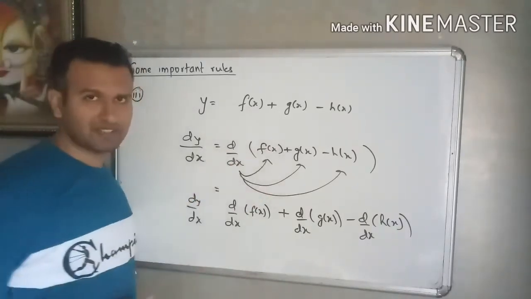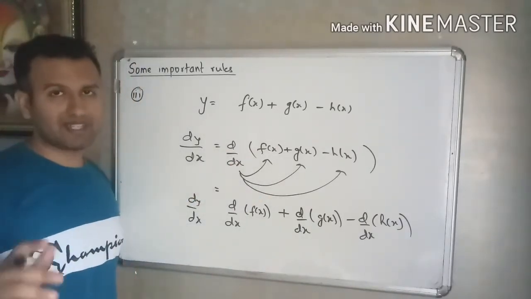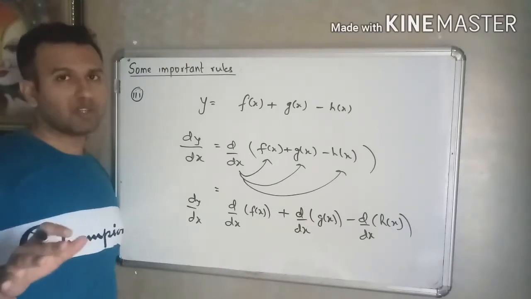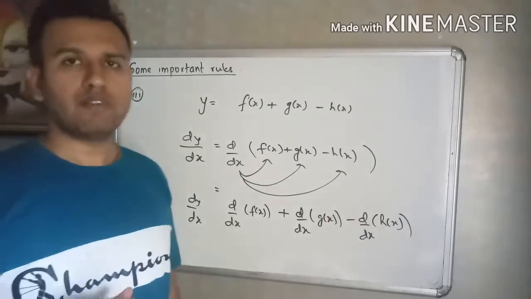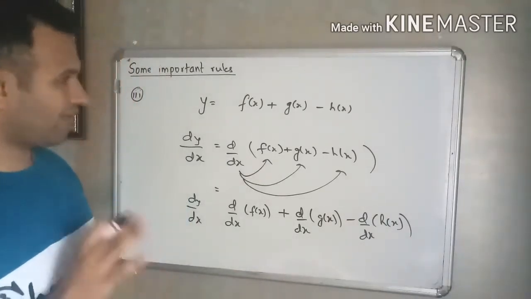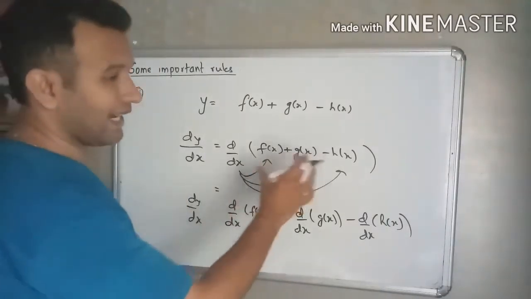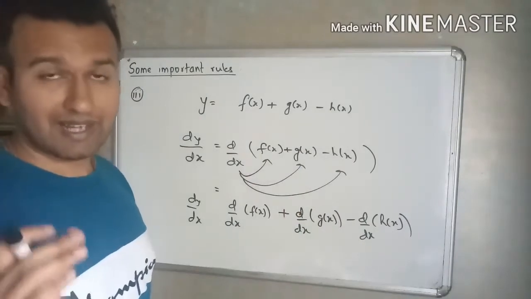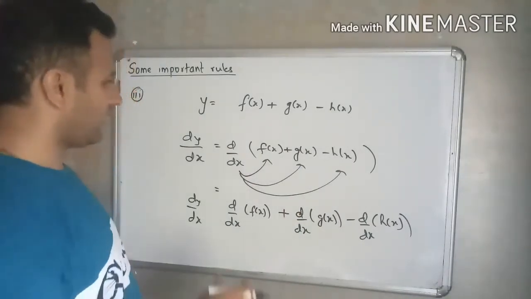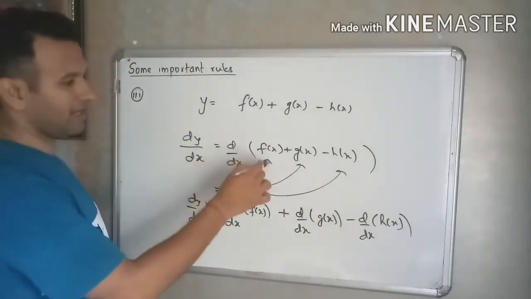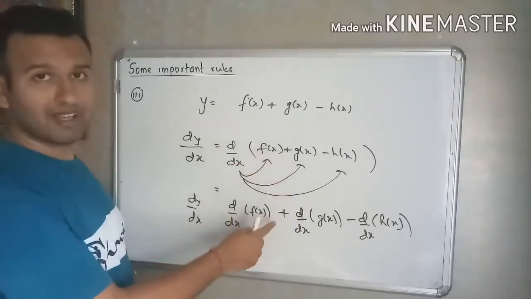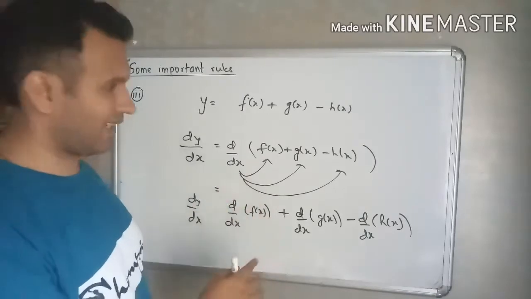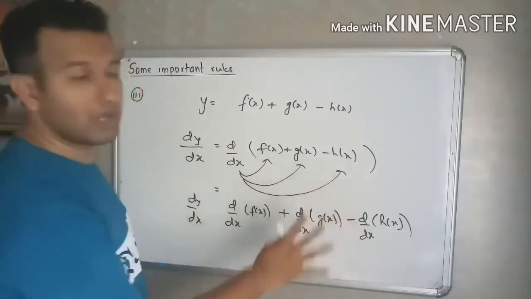If there are many such functions which are added or subtracted, not the case of multiplication. For multiplication we have a different rule. We will discuss that later, but for now, if the functions are added or subtracted, then this dy by dx will be separately applied to all these functions and the signs will remain intact. जैसे थे वैसे रहेंगे. ये plus है तो plus, minus है तो minus.